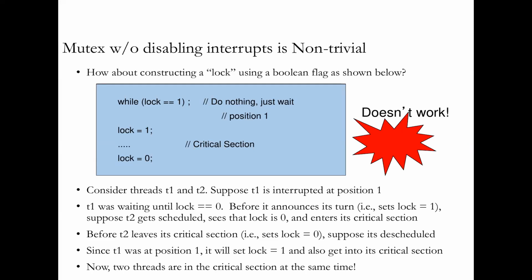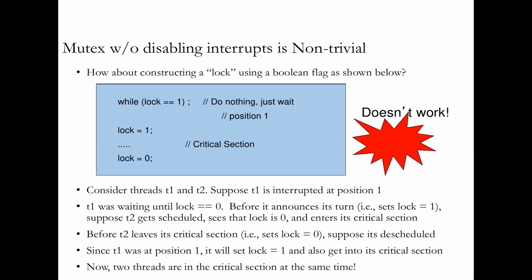Let me first approach that and explain it informally, right? So if you look at this while loop, you can see that there is a gap between this while loop and the place where we set lock to 1. So there is some gap, and that's a problem. If there was no gap, and we'll look later at one example where, with special hardware support, we can avoid this gap. But if there is a gap like this, what may happen?